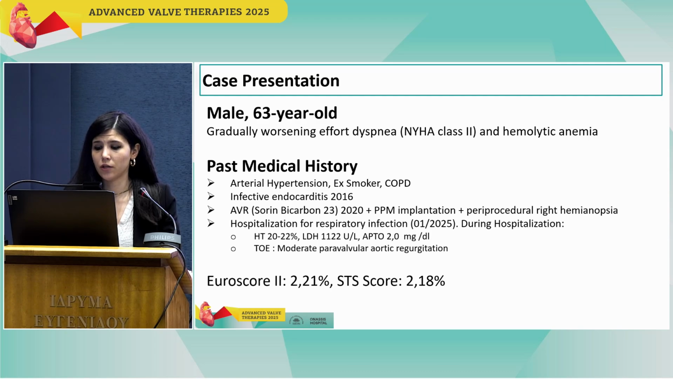In January 2025, the patient was admitted with a respiratory infection, and during this hospitalization, laboratory workup showed a hematocrit of 22%, very high LDH and very low haptoglobin levels, findings compatible with hemolytic anemia. At the same time, transesophageal echocardiography revealed moderate aortic paravalvular regurgitation, so the patient was referred to our department for further evaluation.